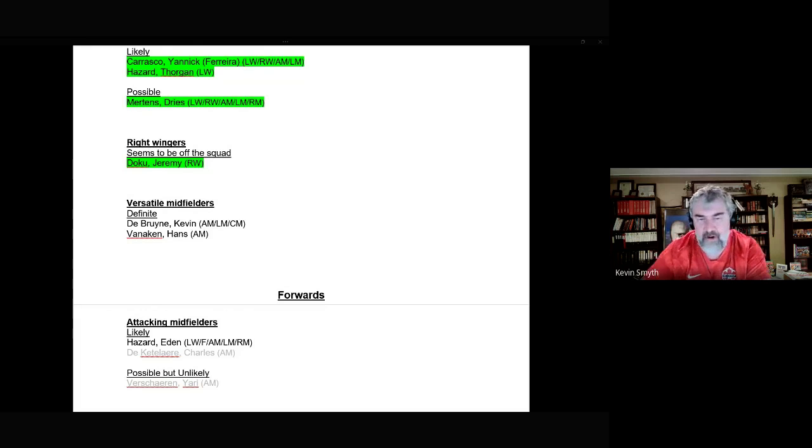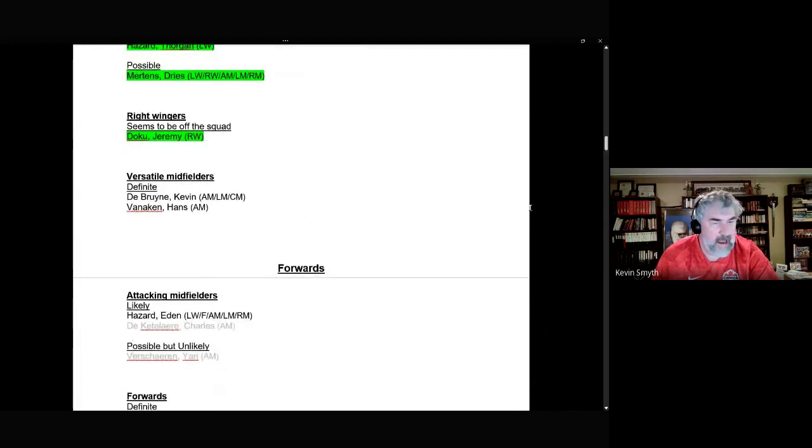But Jeremy Doku's return to the squad could make it interesting. I wonder if he'll kind of challenge for the position. He wasn't a starter in the Euro Cup, by the way. He just started a B team game, game 3.